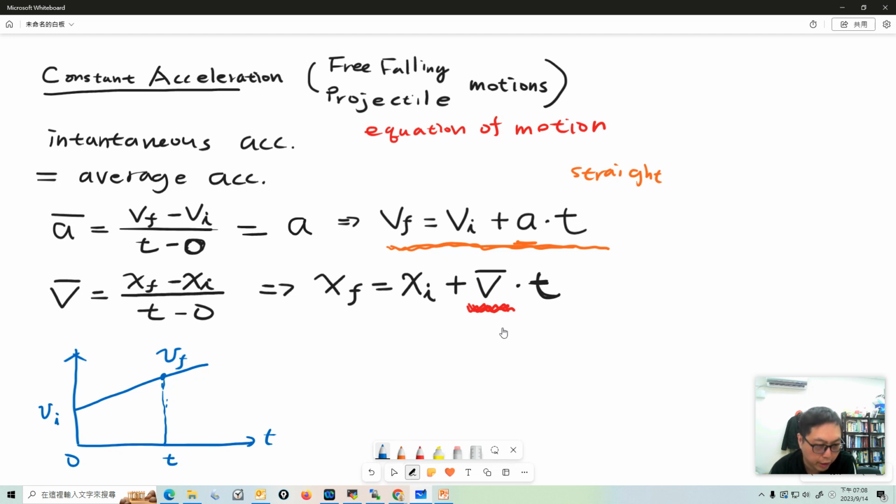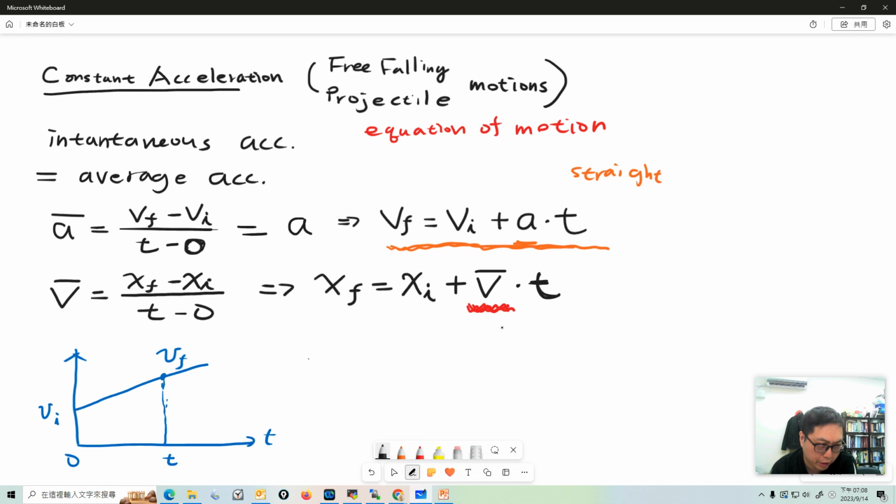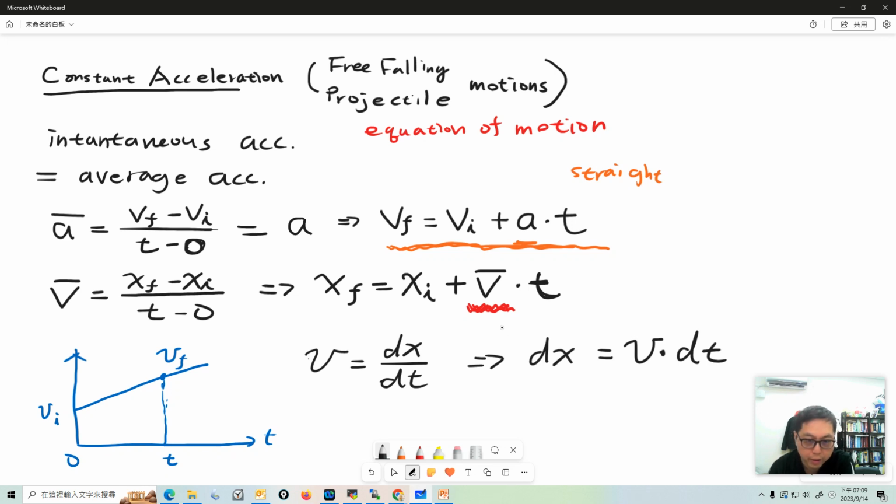Okay, we use the definition we mentioned before. Last time, what's the definition of instantaneous velocity? Instantaneous velocity is dx over dt, right? If I rearrange this, dx is equal to velocity times dt. Okay, let's look back into this diagram.